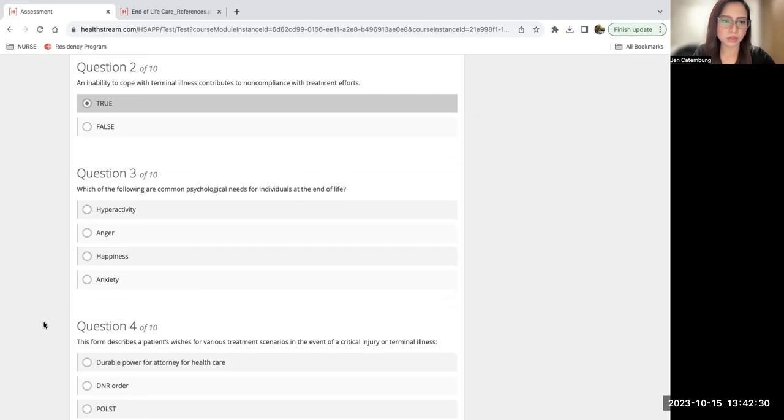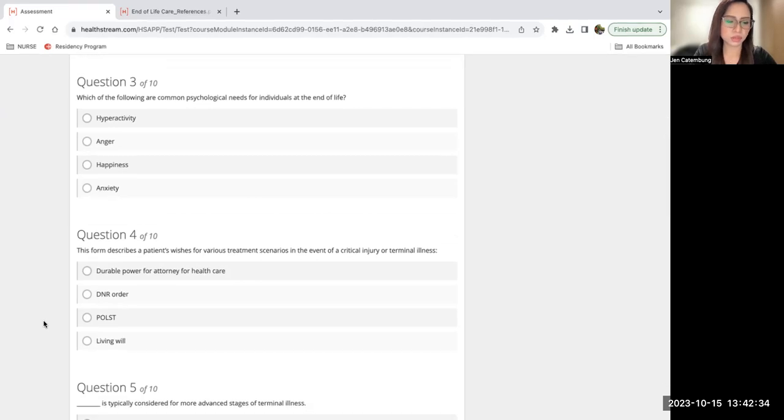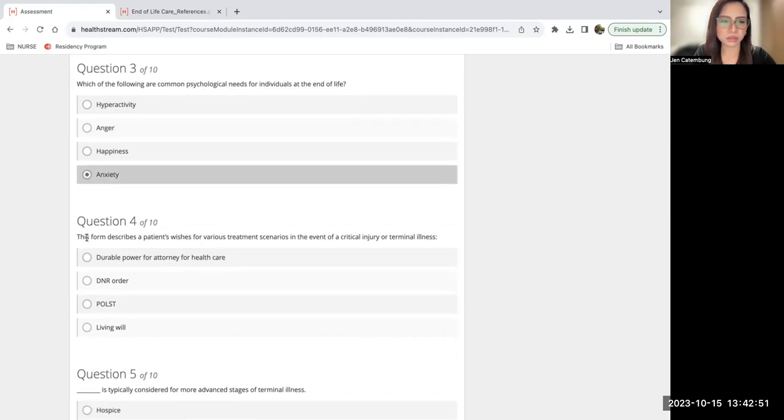Which of the following are common psychological needs for individuals at the end of life? Anxiety. This form describes a patient's wishes for various treatment scenarios in the event of a critical injury or terminal illness.